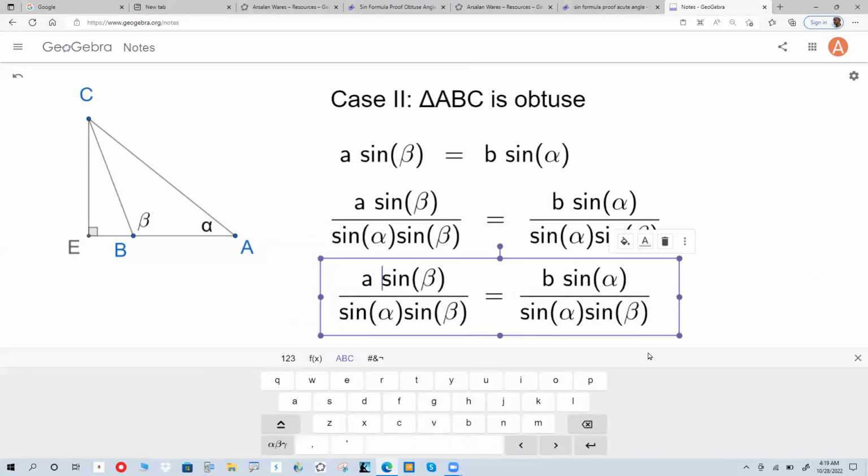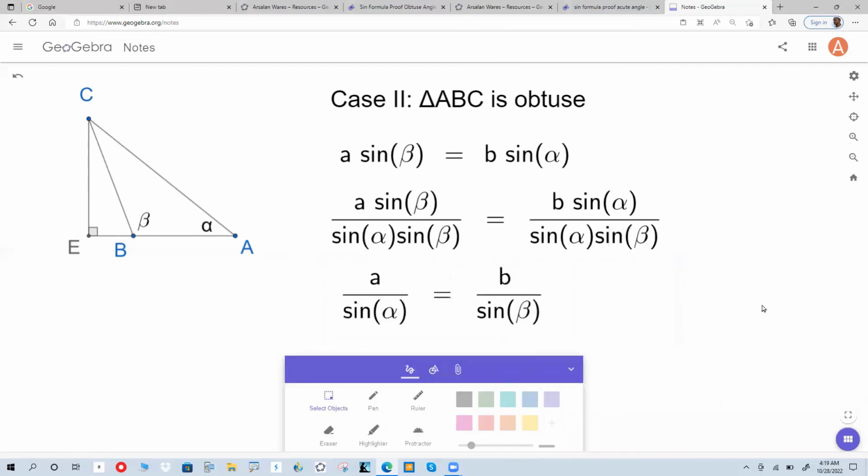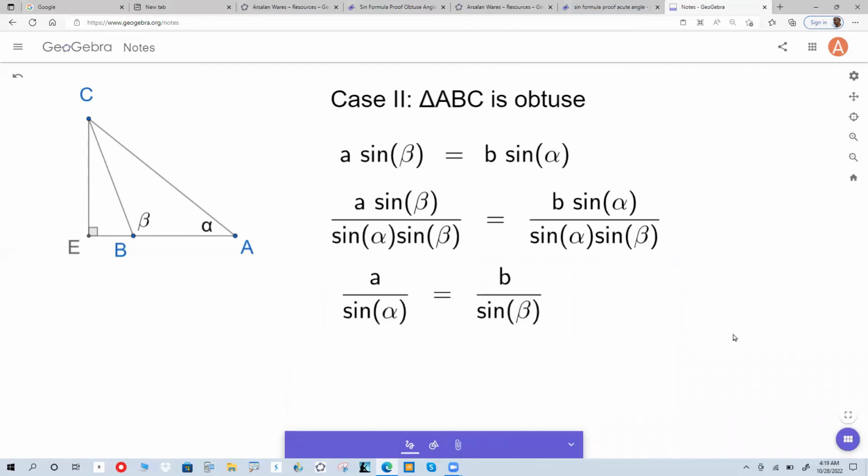Things are looking pretty good. We have it. We proved the sine rule for obtuse triangle and acute triangle. We have both cases. And of course, you can use the other, pick another pair, A and C, to prove the next part.